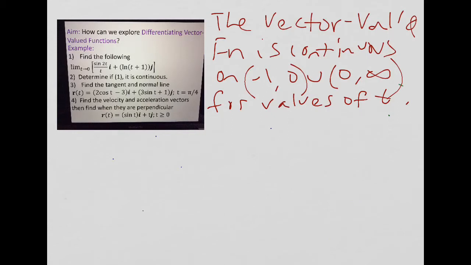Okay, so for number 3, it says to find the tangent and normal line. Okay, well, it should say lines. Let me correct that, because it's 2 different lines usually. Yep, definitely. If our vector r of t is the quantity of 2 cosine of t minus 3 vector i plus the quantity of 3 sine of t plus 1 vector j. And we're looking to do this when t is pi over 4. Alright, so a lot to read through, but I think we should be good.